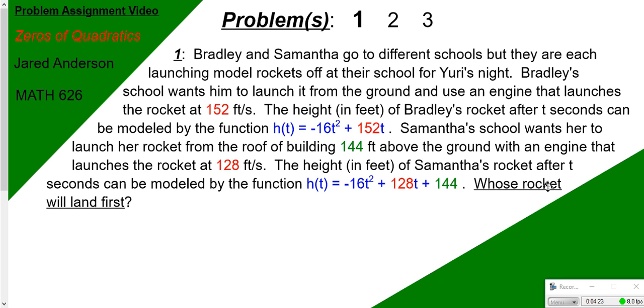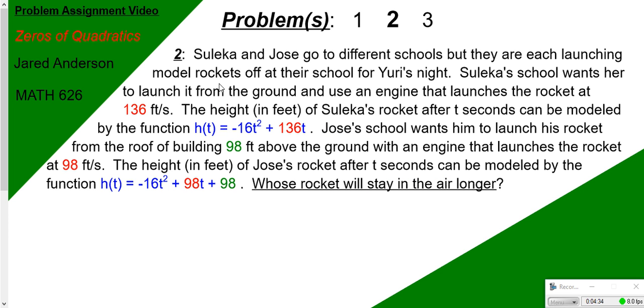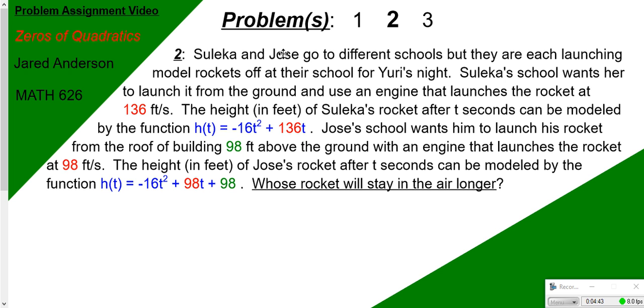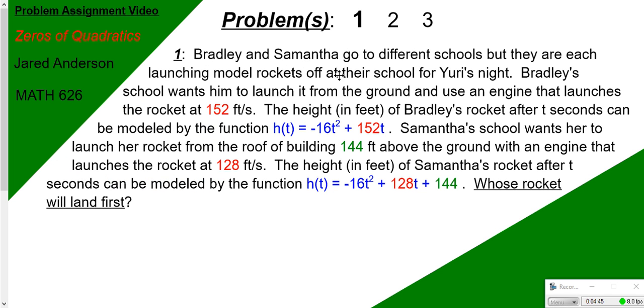Again, we want to think about what that sentence is actually asking, the perspective of whose rocket lands first. What does that mean for time? Another version of the problem will pretty much just change the names. Instead of Bradley and Samantha, we change it to Suleika and Jose. We change some of the values.